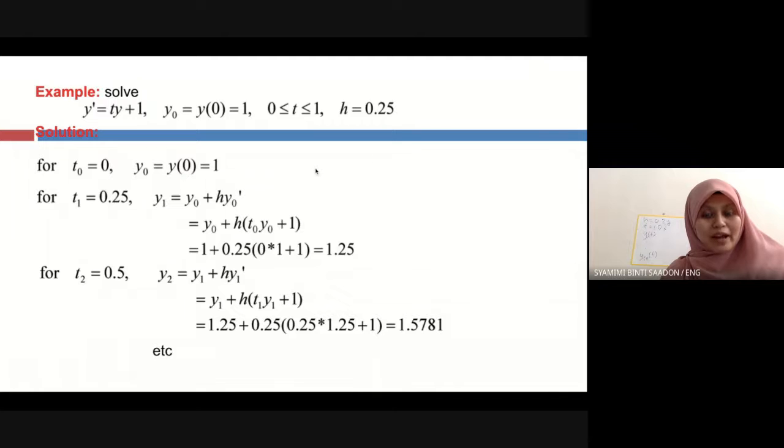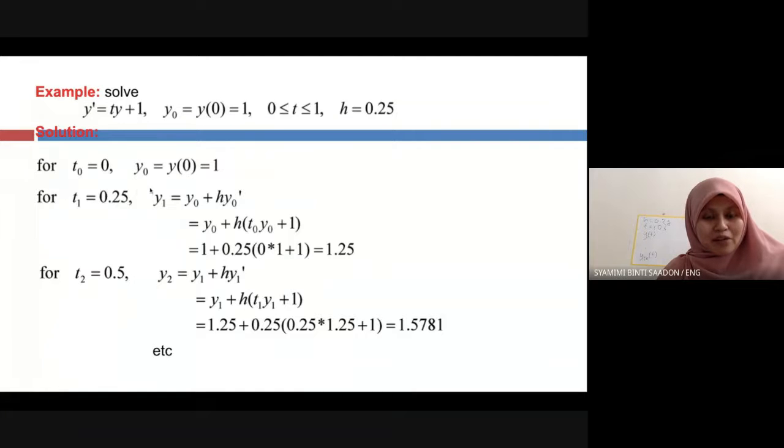So that means we have to calculate the final point, which will be y4. Because y0 is t0, y1 is 0.25, y2 is 0.5, y3 is 0.75, and y4, the final, will be 1 second. So if we are given this type of problem, we have to calculate until y4, because the total period of time is 1 second and the step size is 0.25.